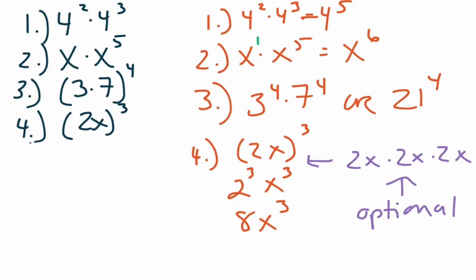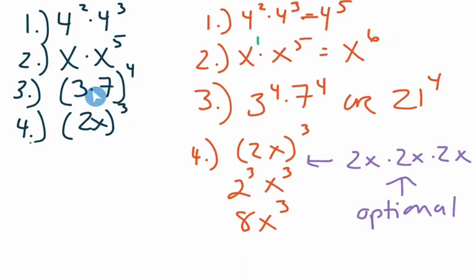For the second one, what's important to remember is that x to the first power means that x is being used as a factor once, so it's just there one time. And so you'll notice that I put the 1 in green there just as a reminder that when you add the exponents, you're going to do 1 plus 5 to get 6.